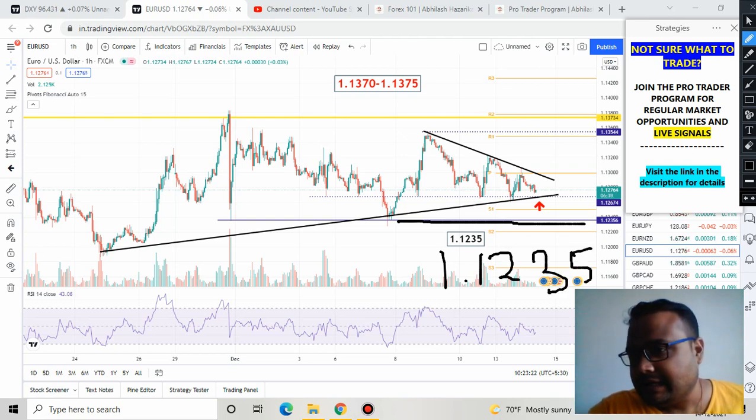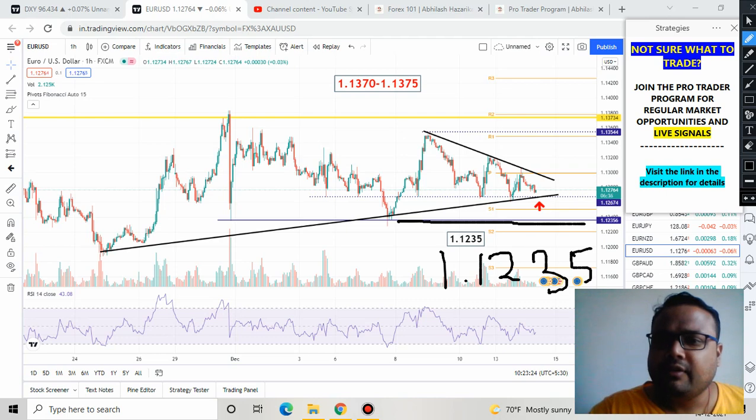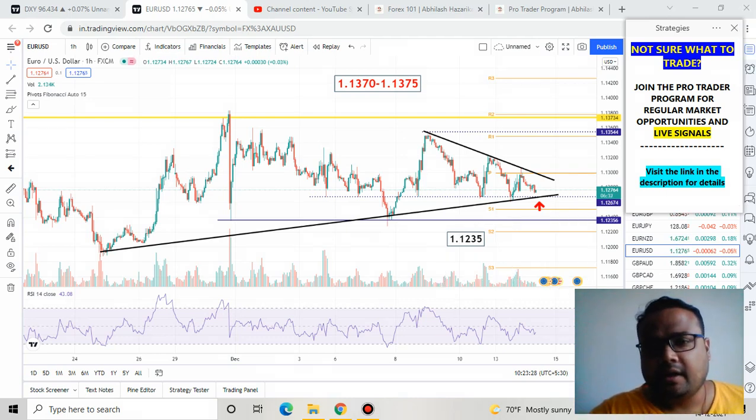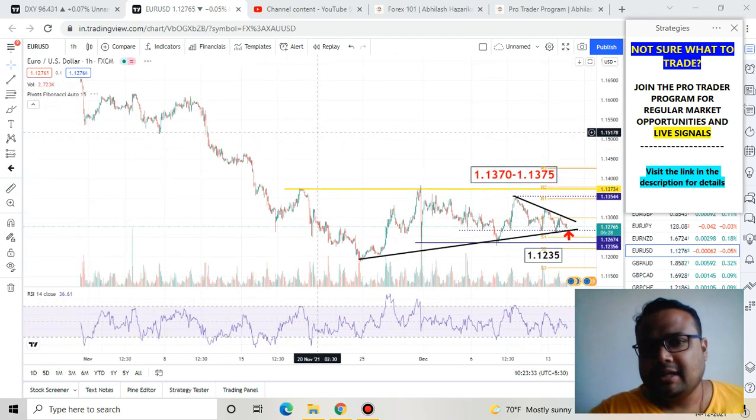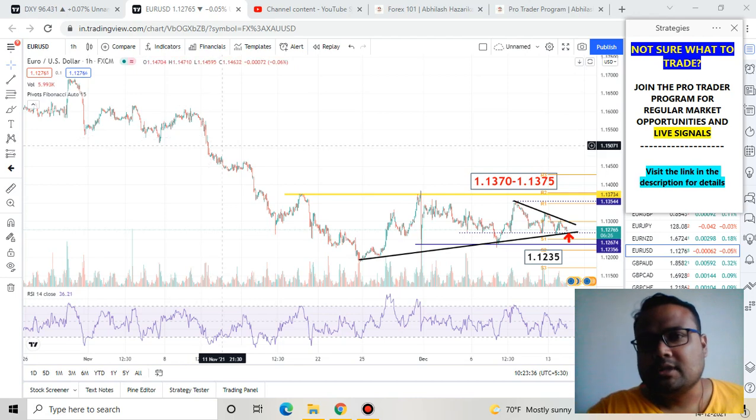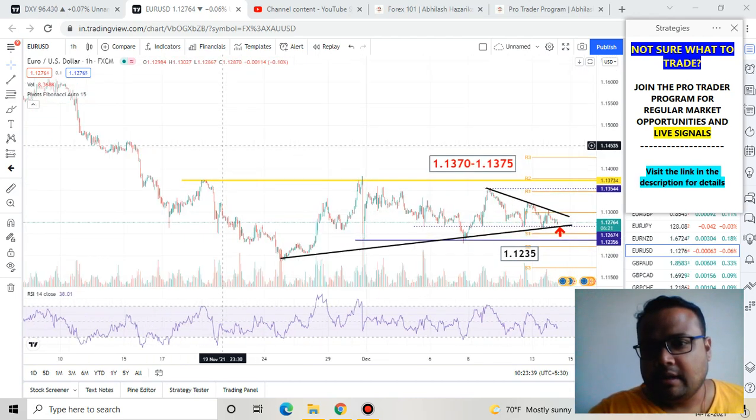1.1235 will be the next support for the market. If it bounces from here, we can take a buy position, but be very careful if DXY gets extremely bullish. The reason is that this is the overall chart of Euro USD. What is the trend here? Market is extremely bearish.